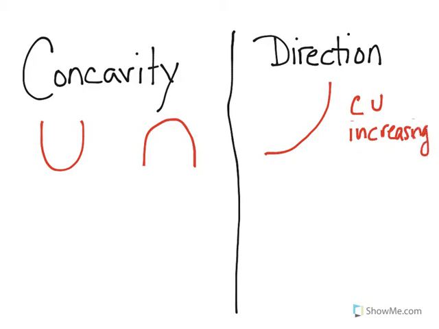Here is a graph that is concave up and decreasing. Just remember, if you're not sure which concavity is, look at it. If it makes part of a smile, it's concave up. If it makes part of a frown, it is concave down. So keeping those 2 in mind.